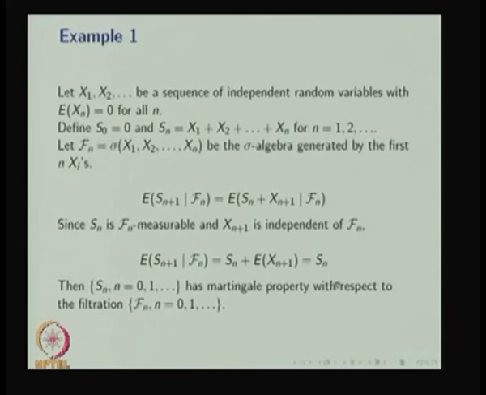This Martingale property is with respect to the filtration Fn, because this Martingale property is with respect to this filtration. There may be a possibility this stochastic process may not have the Martingale property with respect to some other filtration. So the given stochastic process Sn has the Martingale property with respect to this filtration Fn.